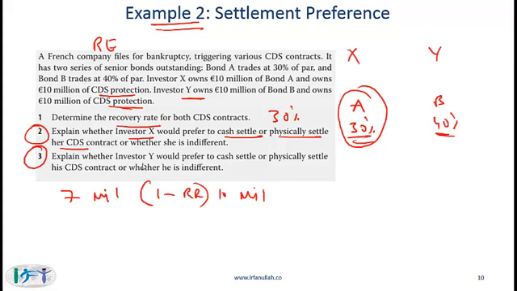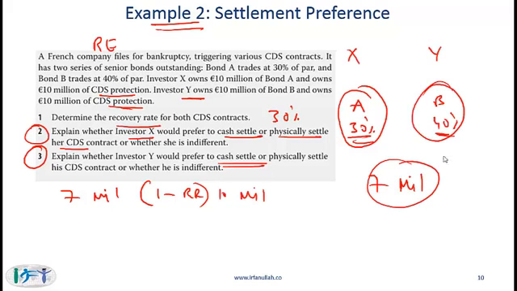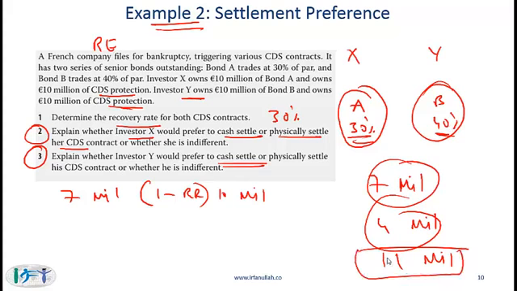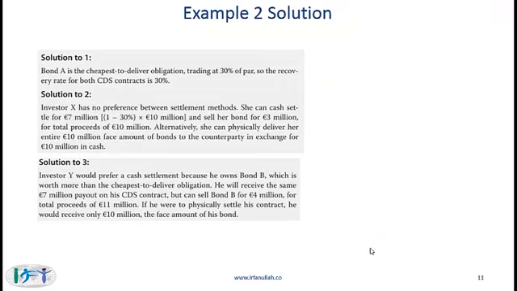What about investor Y? Investor Y would prefer a cash settlement, because with the cash settlement, he will receive 7 million and his bond is worth 40%, or 40% of 10 million, which is 4 million, which adds up to 11 million. With a physical settlement, he would deliver the bond and get 10 million, which is less than 11. So clearly, he would prefer a cash settlement. And for completeness, I would encourage you to read the solution from the curriculum.